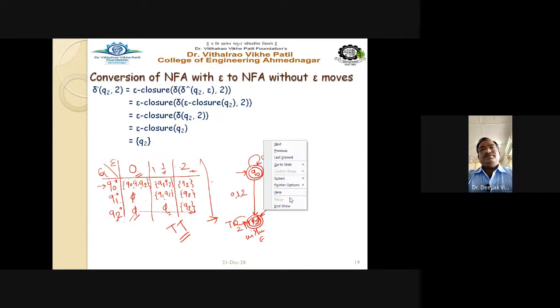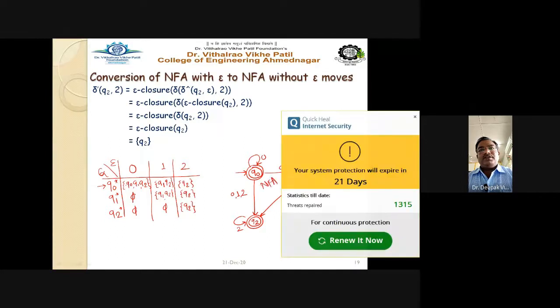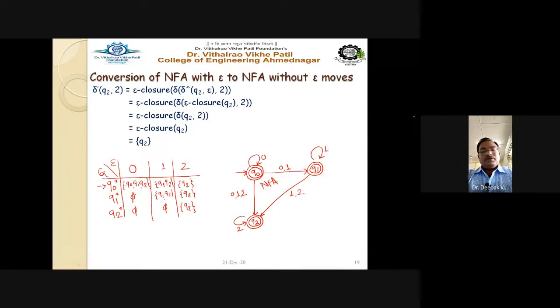See here, just a minute. So this is the way. This is the final NFA, that is Q0 on 0, Q0 itself, Q0 on 0 go to Q1, Q0 on 1 go to Q1, Q0 on 1 go to Q2, right? So all these transitions we have drawn here in the final NFA. This is your final NFA, right? Okay.